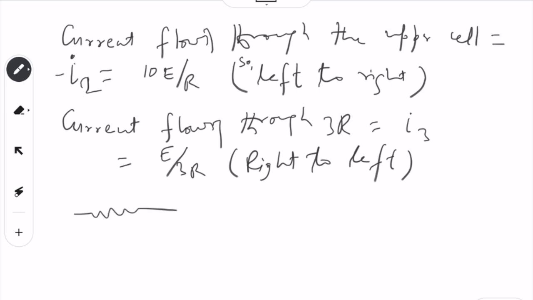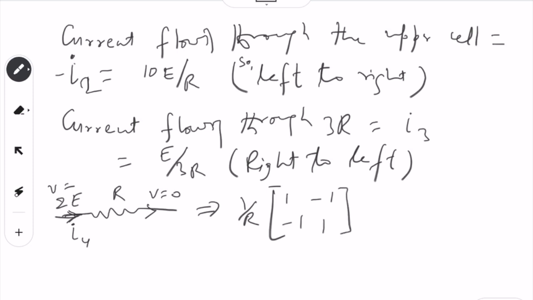So this is R, and the current is, let's call it I4, which is going like this. This is R, and we know that the potential difference is, here we have V equal to 2E and V equal to 0. So the equation will be the stiffness matrix for the element, 1 over R, 1 minus 1 minus 1 1, multiplied by the displacement. Displacement here is equivalent to the voltage. So you have 2E and 0, and that will be equal to the current here.